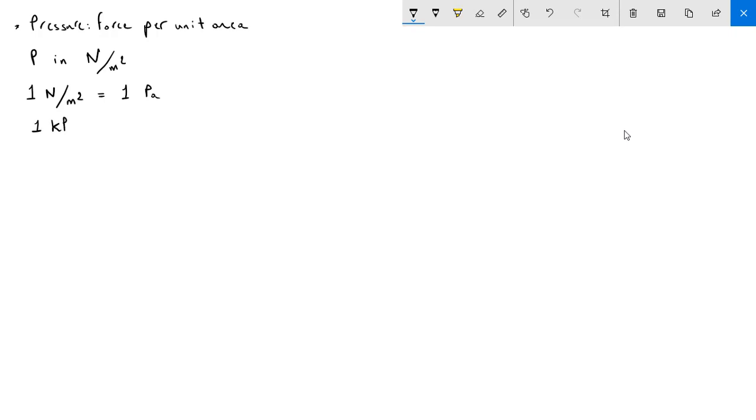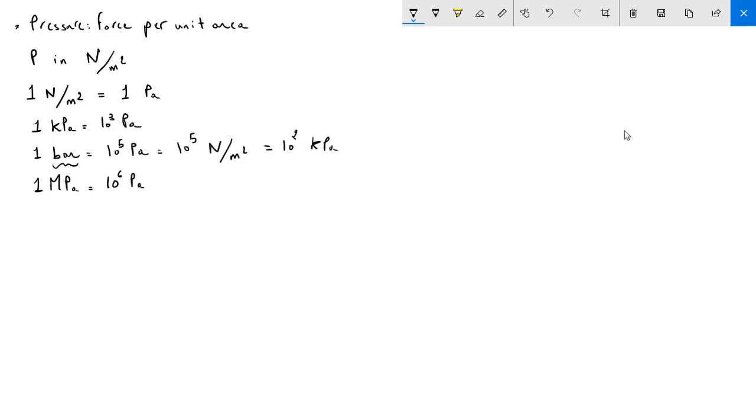1 kilopascal will be equal to 10 to power 3 Pascal. 1 bar will be equal to 10 to power 5. So bar is also a unit for pressure and is equal to 10 to power 5 Pascal, or 10 to power 5 Newton per meter square, or you can say 10 to power 2 kilopascal. Also, we can express the pressure in megapascal. So 1 megapascal is 10 to power 6 Pascal and is equal to 10 bar. In order to measure the pressure, how the pressure is measured, pressure measurement.